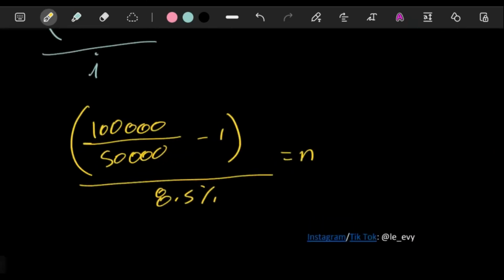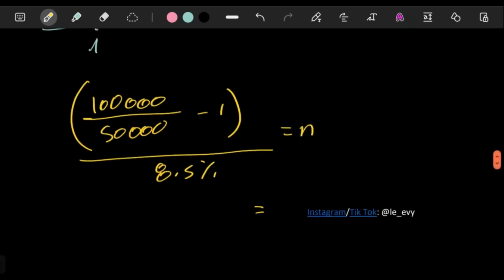And then at the top, we're going to put brackets. Inside the brackets, we're going to press the fraction button again. We're going to put 100,000 over 50,000. Next to it, we're going to put -1. Below it, we're going to put 8.5 shift percent. And then this is like 200 over 17.